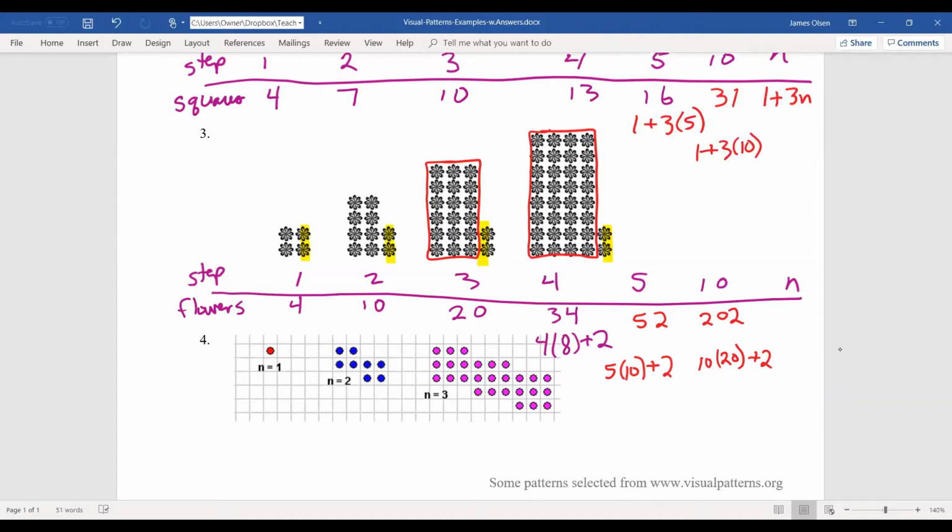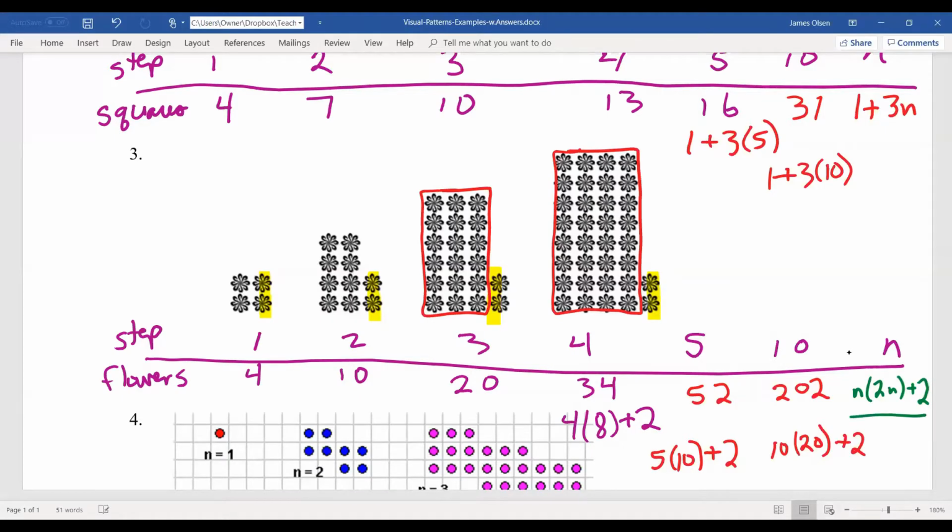And now pause the video to see if you can figure out what the expression will be for the nth step. Well, we're going to have a rectangle, and the width of the rectangle is n. The height of the rectangle is 2n. And then we have the 2 flowers next to it. So we're going to have n times 2n plus 2. N times 2n plus 2 is our formula.